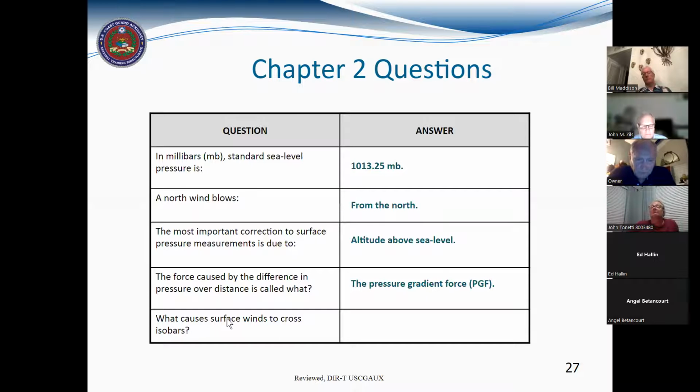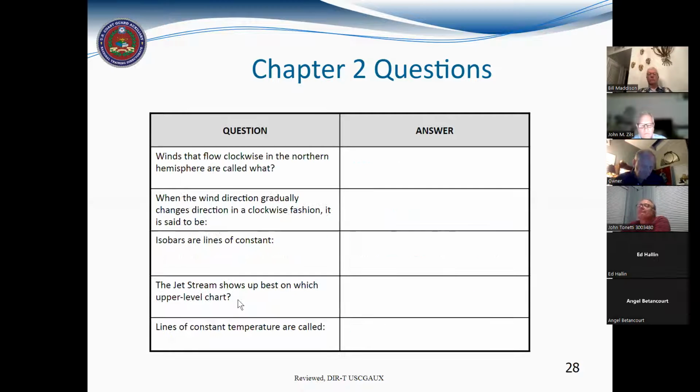Ed, what causes surface winds to cross isobars? The Coriolis effect. No, it's something else that causes the winds at the surface. What else happens at the surface? Friction. No helping. Ed, that was for you. All right, Ed, I'll give you another one. Correct. Friction is correct.